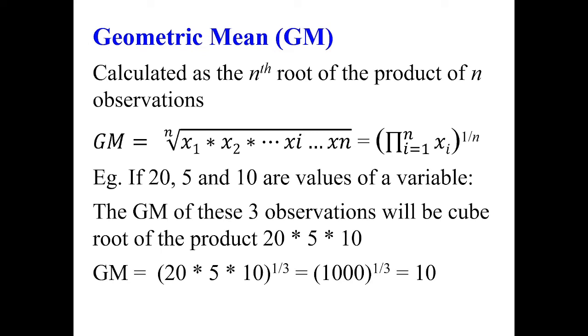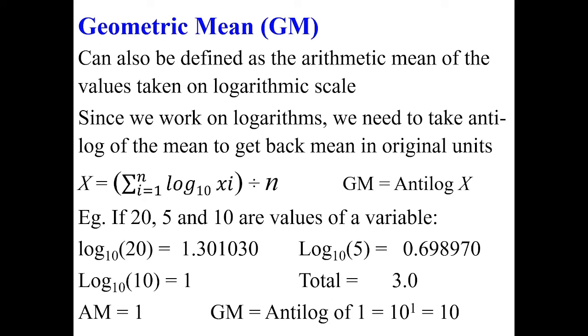And if you have example data like 20, 5 and 10, the three values of a variable, the geometric mean of these three observations will be the cube root of the product of 20, 5 and 10. If you multiply 20 into 5, 100, into 10, 1000, the cube root, so to the power 1 by 3, is 10. This is how you calculate geometric mean.